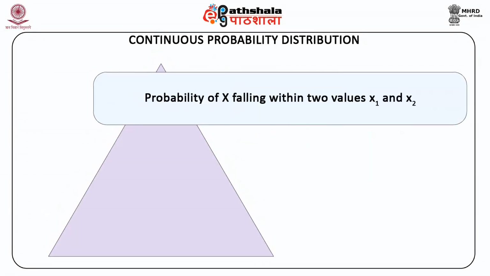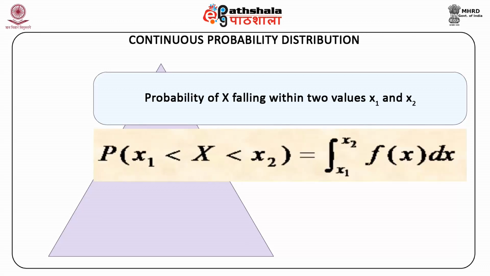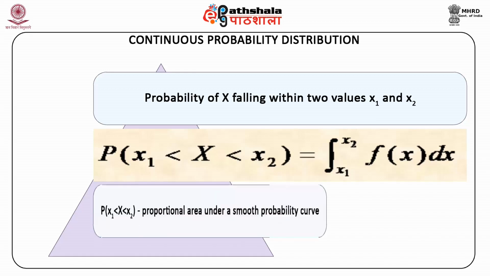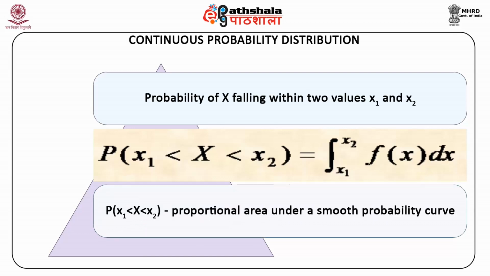Also, the probability of x falling within any two values x1 and x2 is: probability of x1 less than x less than x2 is equal to the integral from x1 to x2 of f(x) dx. Since f(x) is a probability density function, the probability of x1 less than x less than x2 is a proportion of area under a smooth probability curve.